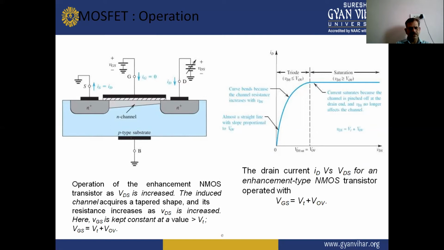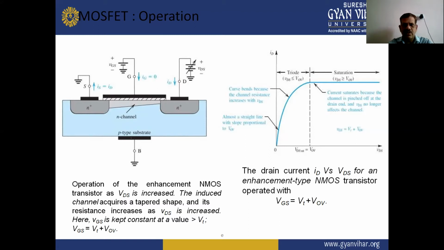In the operation of the enhancement type NMOS transistor, as VDS is increased, the induced channel acquires a tapered shape and its resistance increases as VDS is increased. Here VGS is kept constant at a value greater than VT, or VGS equal to VT plus VOV. So this is the drain current ID versus VDS for an enhancement type NMOS transistor operated with VGS equal to VT plus VOV.